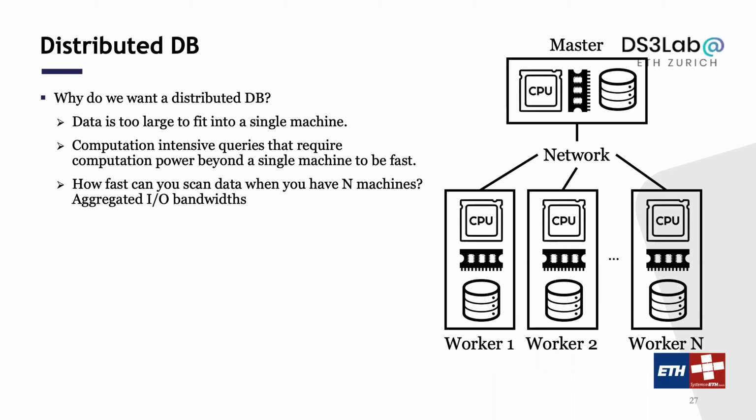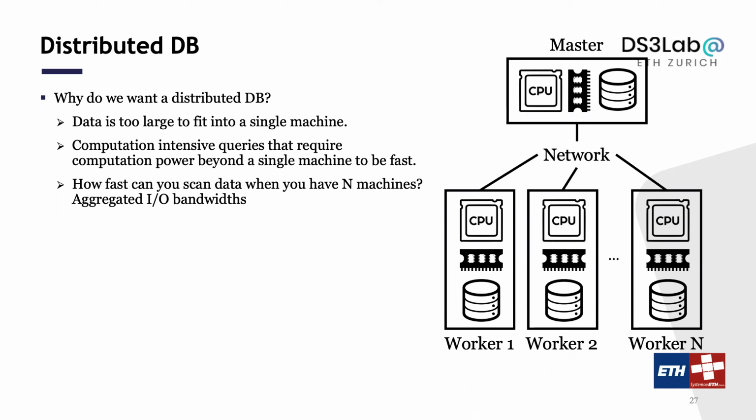When you have two memory systems and two hard drives, the aggregate bandwidth is going to double. When you have 100 machines, the aggregate IO bandwidth is going to be 100 times faster. When you are IO bound, adding each of those workers potentially will make your system much faster. So all of these are the reasons we want to have multiple machines coordinate.